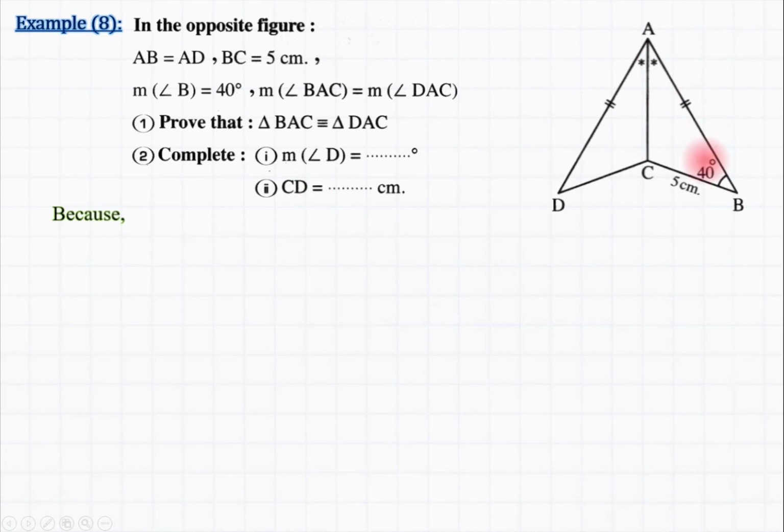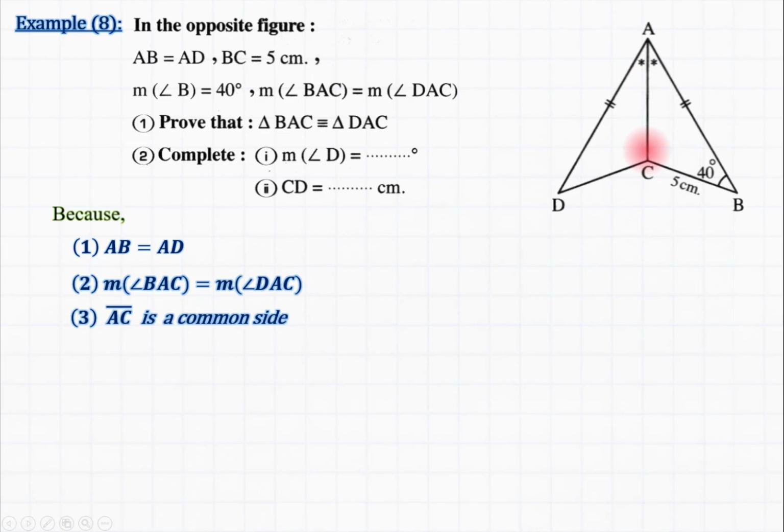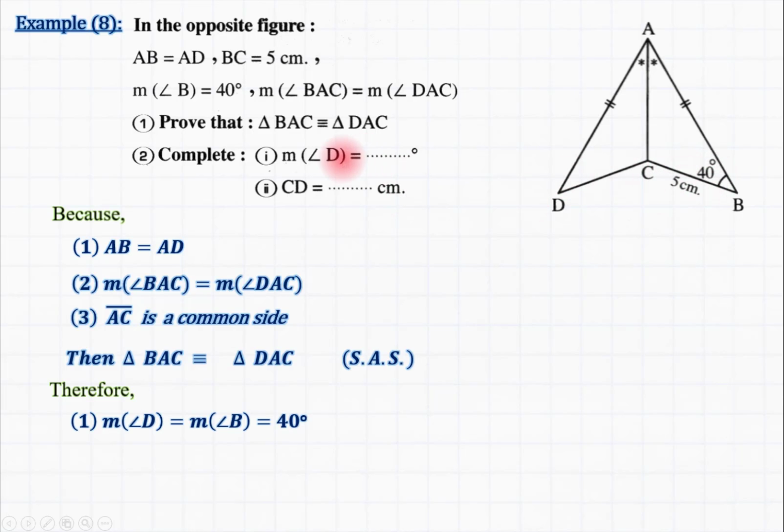Because the length of AB equals the length of AD and measure of angle BAC equals measure of angle DAC, and we have AC as the common side, therefore these two triangles are congruent because side, angle, side. Two sides and the included angle between them equal two sides and the included angle. From the congruence, therefore measure of angle D will equal measure of angle B equals 40 degrees. And CD will equal CB, or BC, which equals 5 cm.